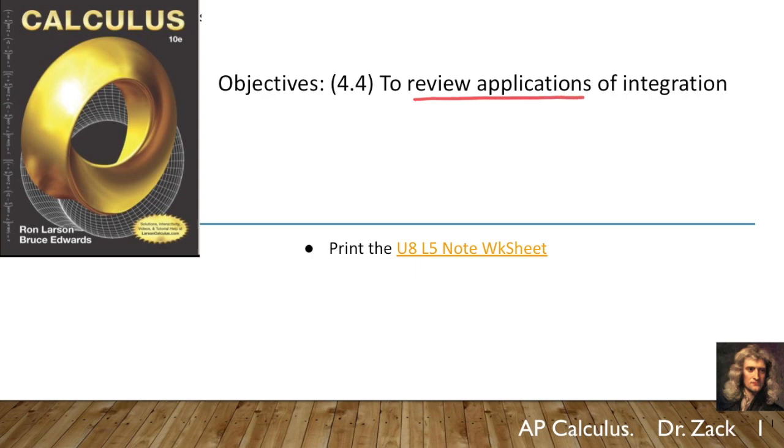So for today, we're going to take the time to review those applications of integration. And what I would like you to do is complete the 8 questions that are on today's note sheet. Once you've completed those questions, then watch the video. I will go through some of your answers. All right, so go ahead and get started.